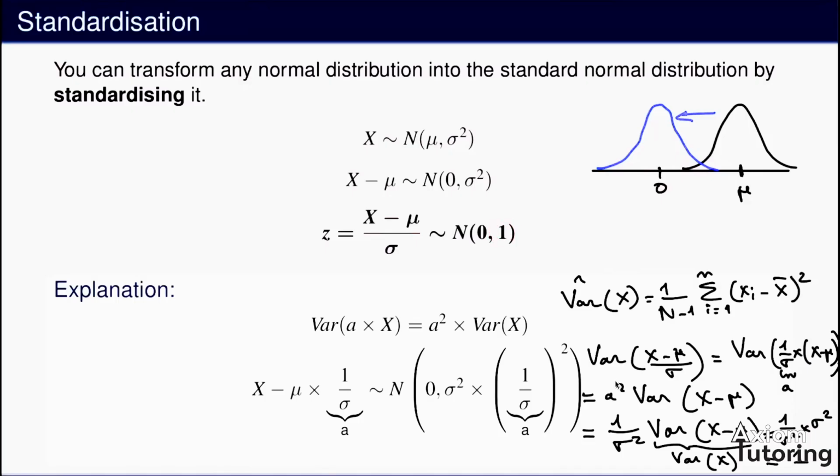So this is how we show that if x was normally distributed with mean mu and variance sigma squared, then z, the standardized version of x, that means x minus mu divided by sigma, will be distributed normally with mean 0 and variance 1. Now, you can do the exact same process with a different random variable that might not be normally distributed, and the same will be true. If you subtract the mean and divide by the standard deviation, you will end up with a distribution that has a mean of 0 and a variance of 1.